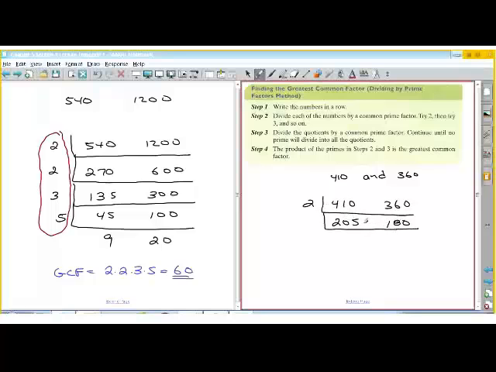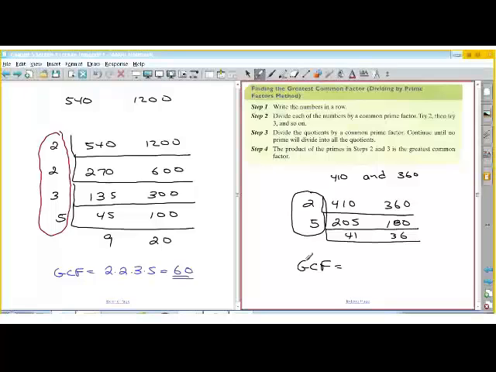So this one's divisible by 3, but this one is not. So you go to the next prime number, which is 5, and they are both divisible by 5. So 205 divided by 5 is 41, and 180 divided by 5 is 36. Because 41 is a prime number, obviously we can't go any further.